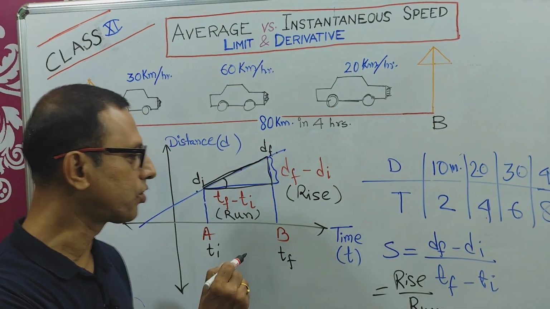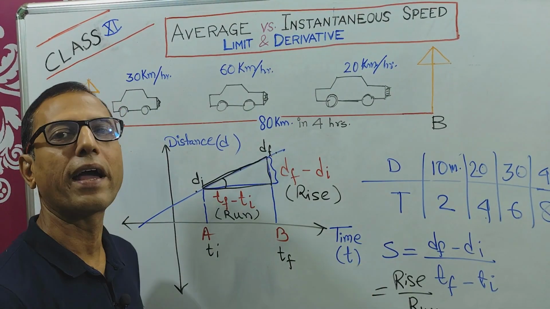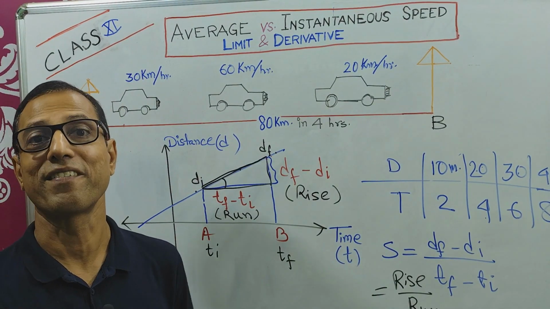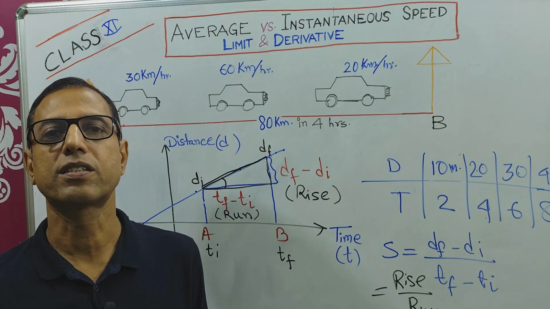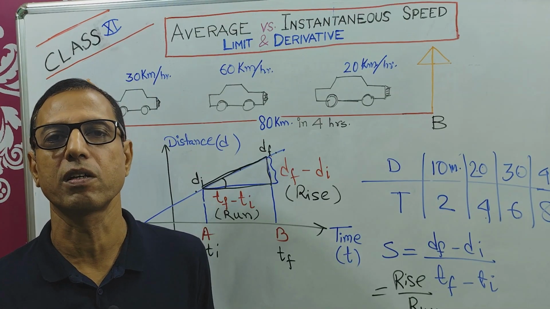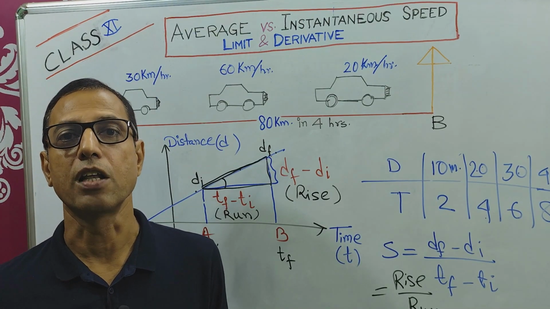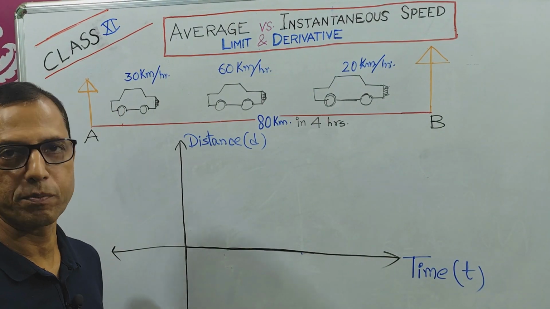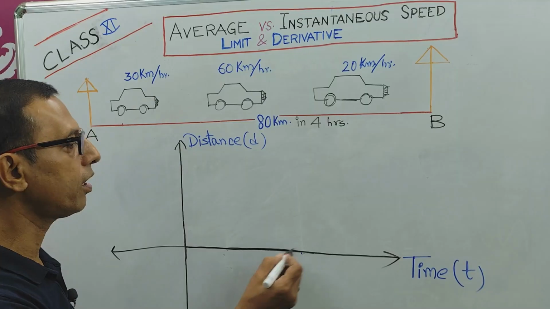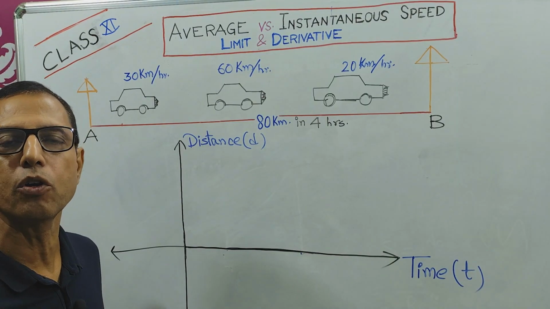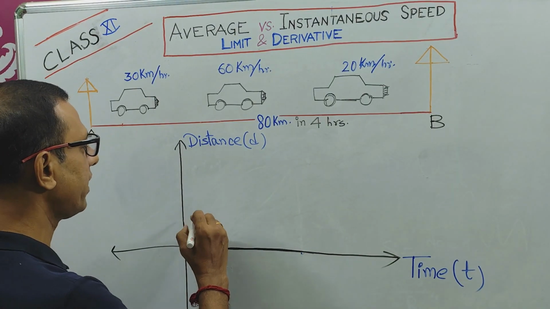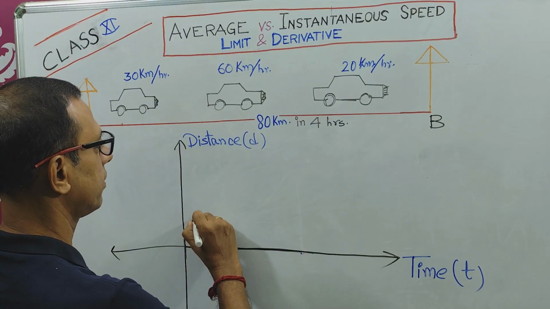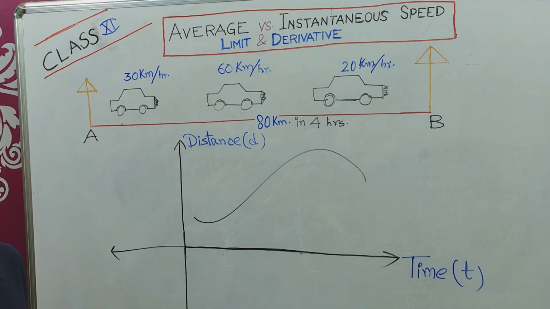So this is the punchline. Speed equals rise by run, or the ratio of total distance traveled by total time consumed. Now let's say the car is not moving at uniform speed. So definitely the position-time or distance-time graph will not be a straight line anymore. It looks like this.